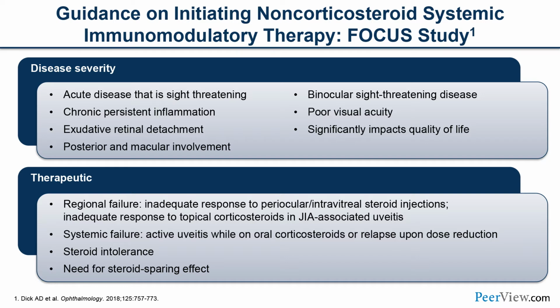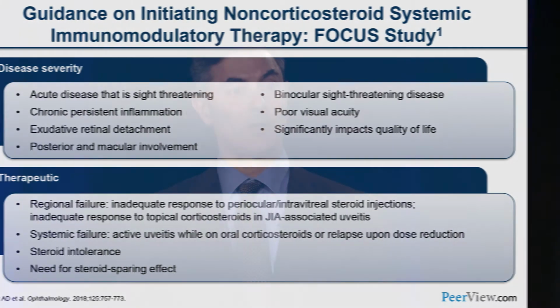Steroid shots don't work. People can't take steroid shots, or we just don't want to give people steroid shots forever. We give them immunomodulatory therapy. Just makes sense, right? Systemic failure. So like I said before, prednisone's the strongest drug we use. Sometimes people can't tolerate it. Sometimes people have breakthrough flares on unacceptably high levels of corticosteroid.